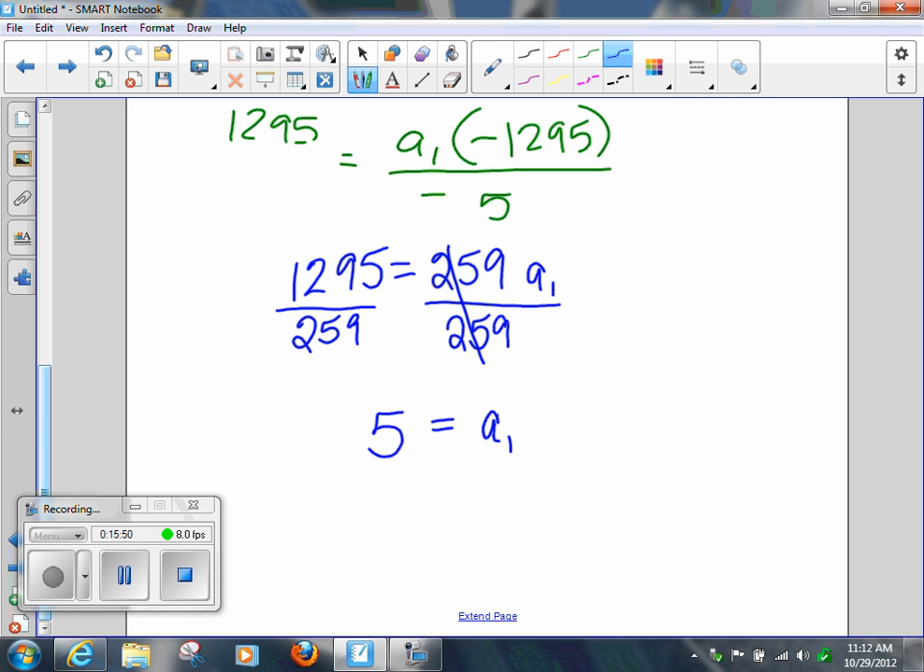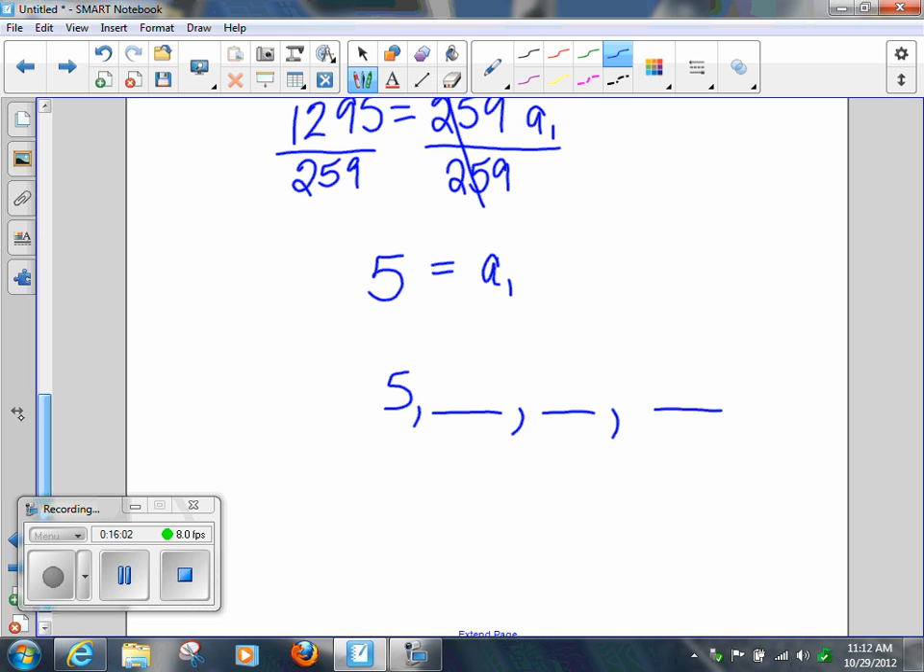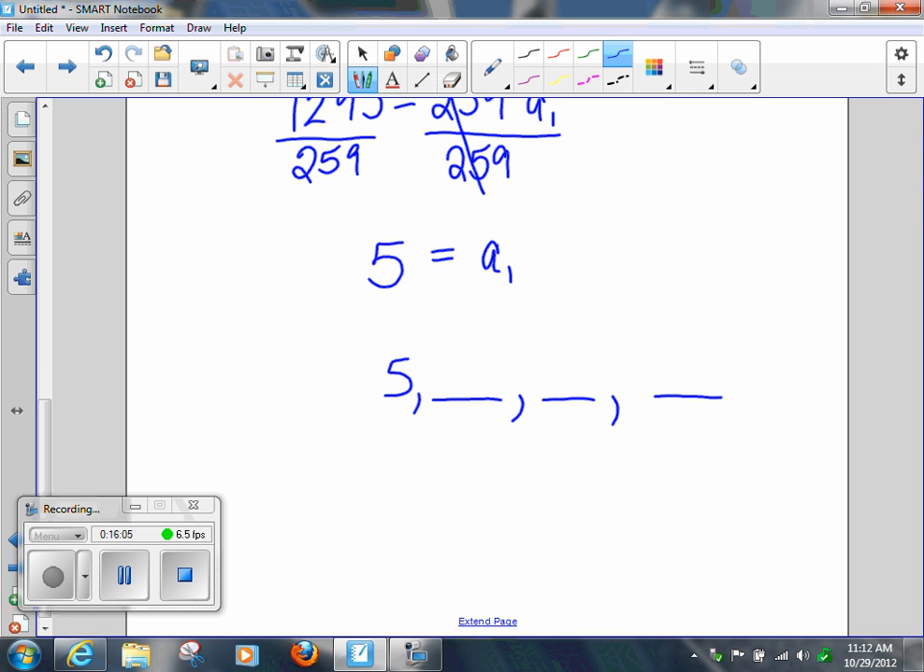Now, how many terms does this thing have? 4 terms. Just check it with your calculator. 5, boom, boom, boom. What was the ratio? 6? All right. 5 times 6 is 30. 30 times 6 is 180. 180 times 6 is 1080. Well, I don't have the right number. What shall I do? Add them together. And when you do, that's when you get 1295. So I know I'm right.